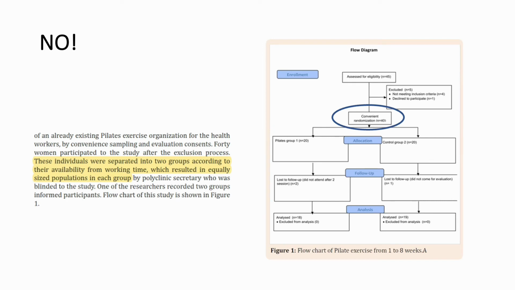The researchers did not meet this criterion. You can see in the consort flow diagram that they used the terminology convenient randomization, and that is not really a true form of randomization. But if you look over into the text, it says these individuals were separated into groups according to their availability from working time, and it resulted in equal-sized populations in each group. So the groups did end up being equivalent with this method of assignment that they used, and they indicate in the text that it was not randomization, true randomization. However, they did call it randomization in their consort flow diagram. So this is another instance where you need to look multiple places to get a good idea of what the researchers actually did.